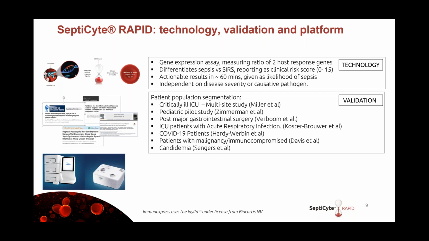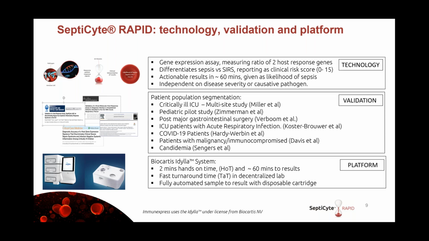This is a group of patients that we struggle with regards to the diagnosis of sepsis, and it was published using SeptiCyte RAPID. A number of posters have been done, including the one that we'll describe in this presentation, COVID-19 patients by Hardy and Werben. A study of patients with malignancy and immunocompromised presentation looked at patients' response to sepsis when they're immunocompromised and the results of SeptiCyte RAPID. And then a small study on candida sepsis was presented using SeptiCyte RAPID as a diagnostic. So a number of papers have been presented validating the role of SeptiCyte RAPID in the diagnosis of sepsis.